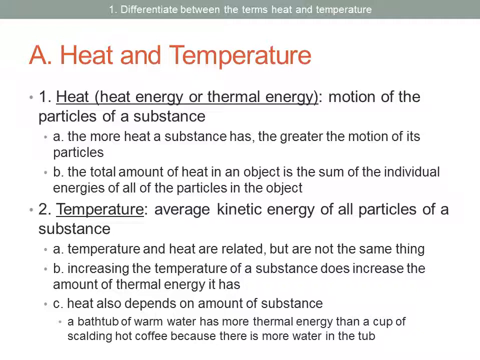Here's an example. Suppose we had a bathtub of warm water. That bathtub would have more thermal energy or heat than a cup of scalding hot coffee because there is more water in the tub. So even though the temperature of the coffee is obviously greater than the water in the bathtub, because there's simply way more water in the tub than there is in the coffee, it would have more heat energy or thermal energy than the coffee would.